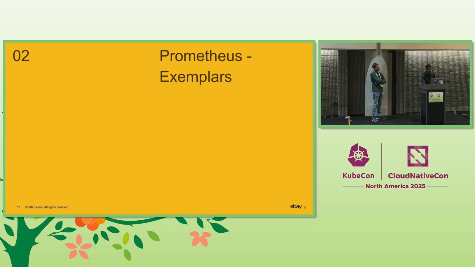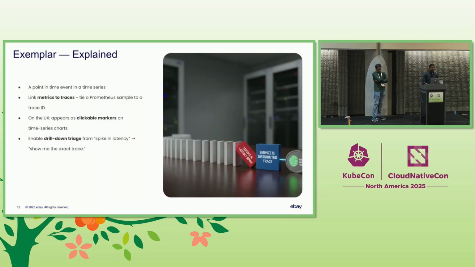The second one is Prometheus exemplars. How many of you have used exemplars? And how many of you feel that it's valuable in your triage process today? Okay, few hands. Okay, good. So we use exemplars very heavily inside the company because exemplars as a concept is very powerful.